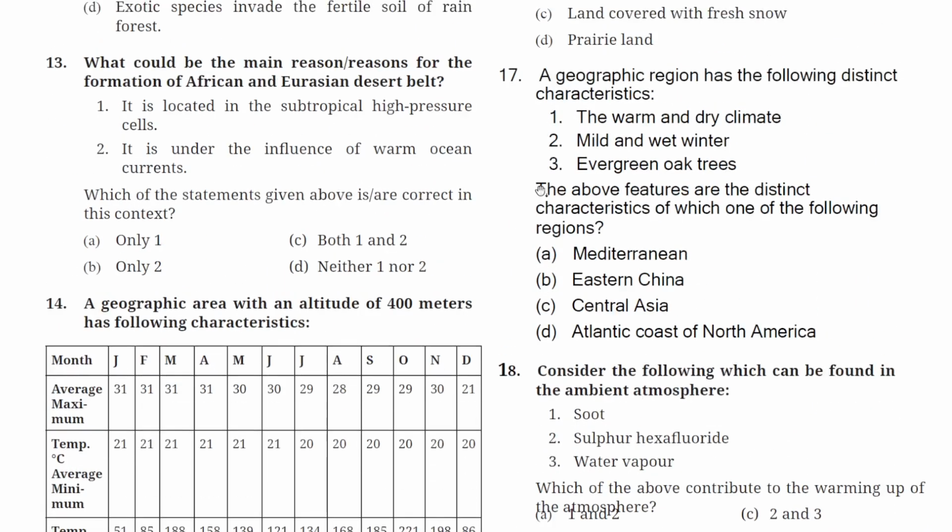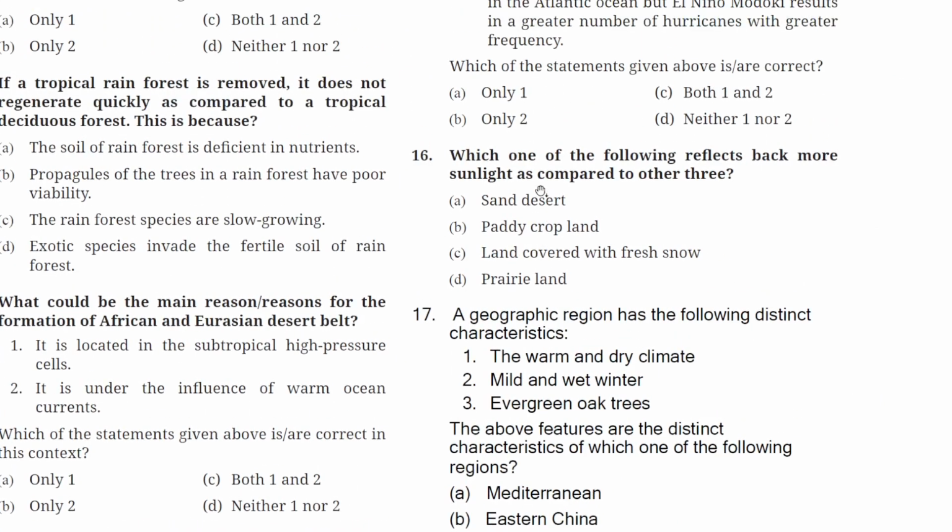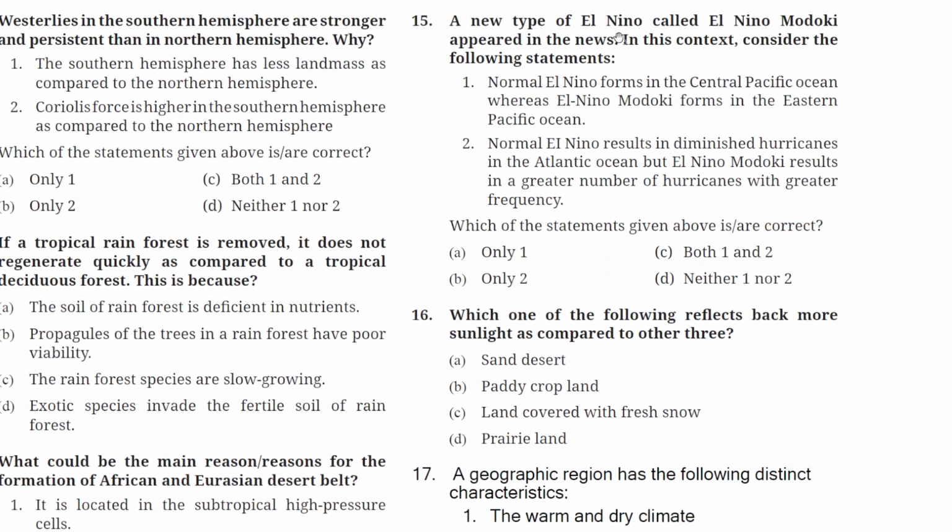Question number 15. A new type of El Nino called El Nino Modoki appeared in the news. In this context, consider the following statements. So, what is El Nino Modoki? Normal El Nino forms in the Central Pacific Ocean, whereas El Nino Modoki forms in the Eastern Pacific Ocean. The real reason is normal El Nino forms in the eastern Pacific Ocean, not the central Pacific Ocean. So even if someone doesn't know about the Modoki, the first option can be excluded because normal El Nino forms in the eastern Pacific Ocean, not the central Pacific Ocean.